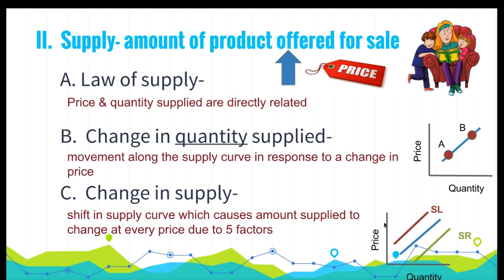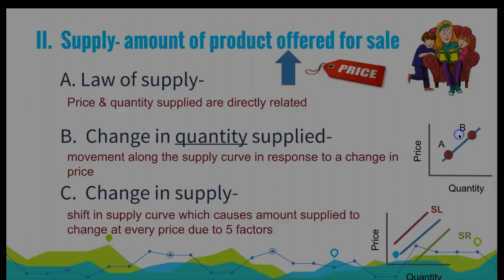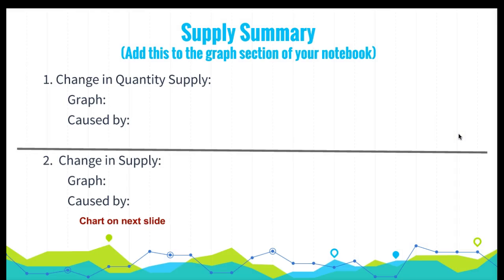All right, that was all the notes that I wanted to give for supply, but we are going to be adding this to the graphing section of your notebook. I want you to add this part: change in quantity supplied, what does the graph look like? What's it caused by? Change in supply, what does the graph look like? What is it caused by? Again, pause the video, see if you can work through this without looking back at your notes.